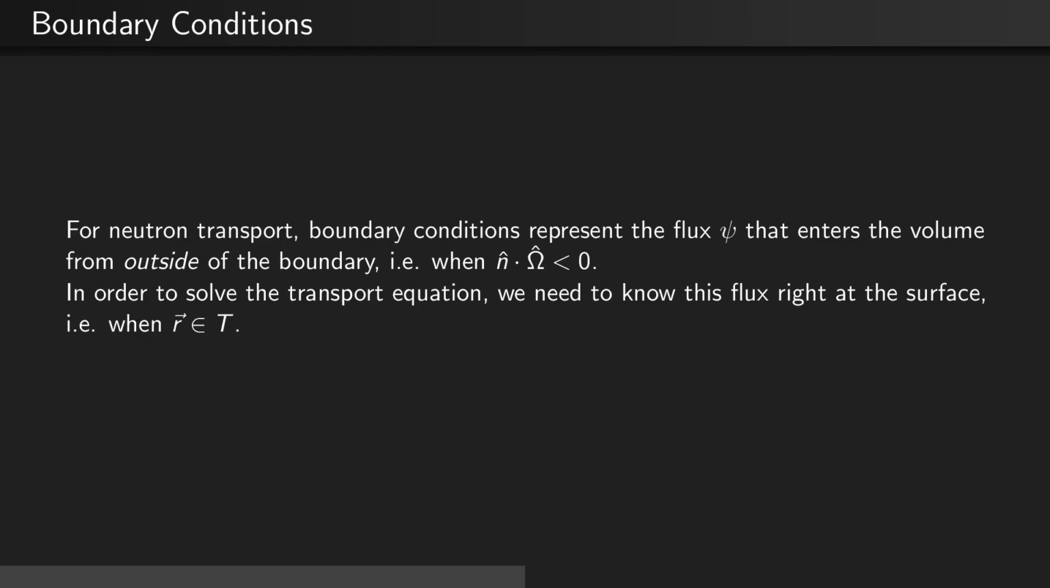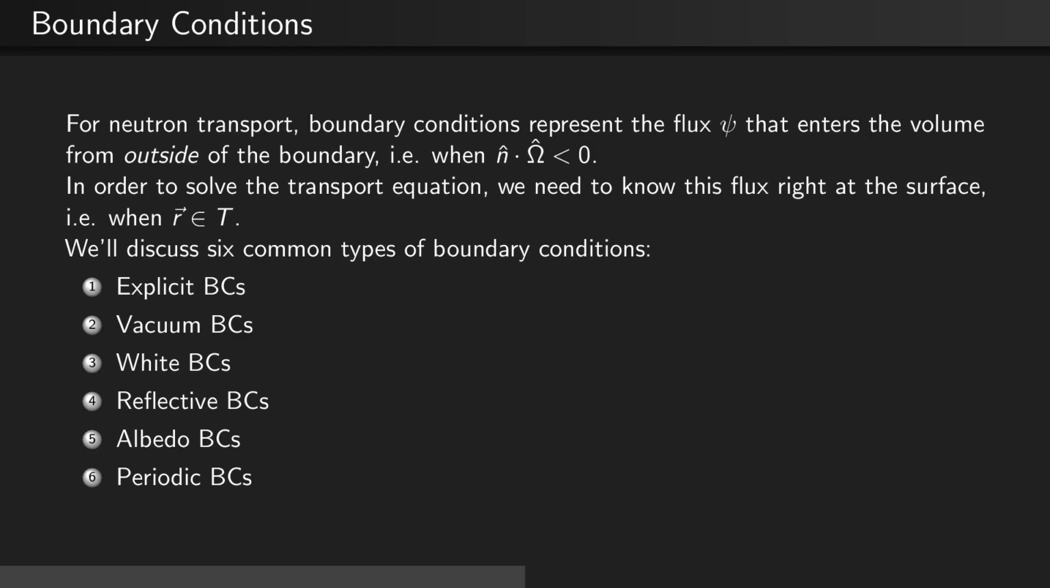In order to solve the transport equation, we need to know the angular flux right at the surface. That is, when the position vector is on T. We'll discuss 6 common types of boundary conditions. 1. Explicit boundary conditions. 2. Vacuum boundary conditions. 3. White boundary conditions. 4. Reflective boundary conditions. 5. Albedo boundary conditions. And 6. Periodic boundary conditions.